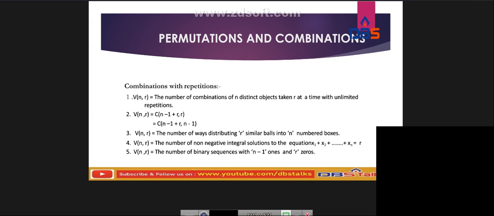See, V of n comma r equals the number of ways of distributing r similar balls into n boxes. V of n comma r also equals the number of non-negative integral solutions to the equation x1 plus x2 plus and so on plus xn equals r. And V of n comma r equals the number of binary sequences with n minus 1 ones and r zeros. Likewise, for combinations with repetition we use C of n minus 1 plus r comma r.